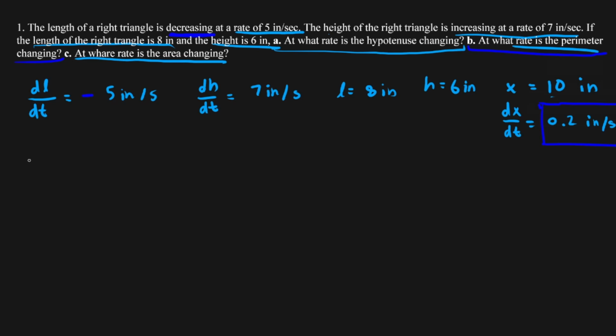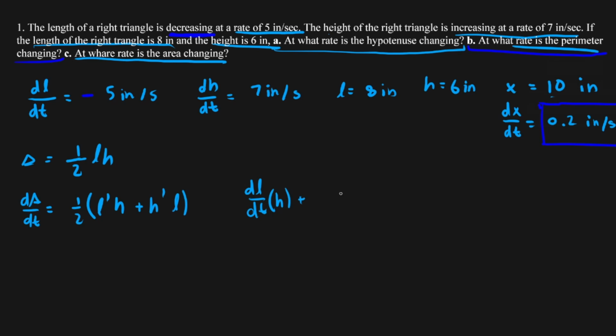All right, for part C, we're going to find the rate at which the area of the triangle increases. The equation for the area of a triangle is 1/2 base times height. In our case, it's length times height, so we're going to have L times H. To find the rate at which the area increases, we have to take the derivative of the area with respect to time. So we have dA/dt equals 1/2 times, and for L times H, we have to use the product rule: L prime times H plus H prime times L. This is just equal to dL/dt times H plus dH/dt times L.